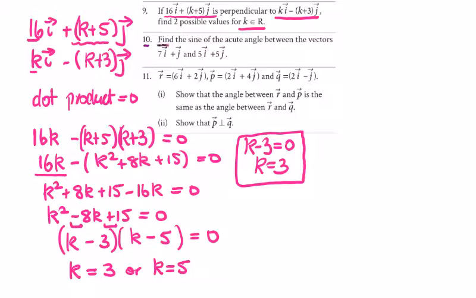Question 10, just read it carefully. Find the sine of the acute angle. Well, we know we can find the cos of the angle, so we can find the angle. Let me just get the sine of it. So just read the question carefully. They're just trying to throw a spanner in the works here.